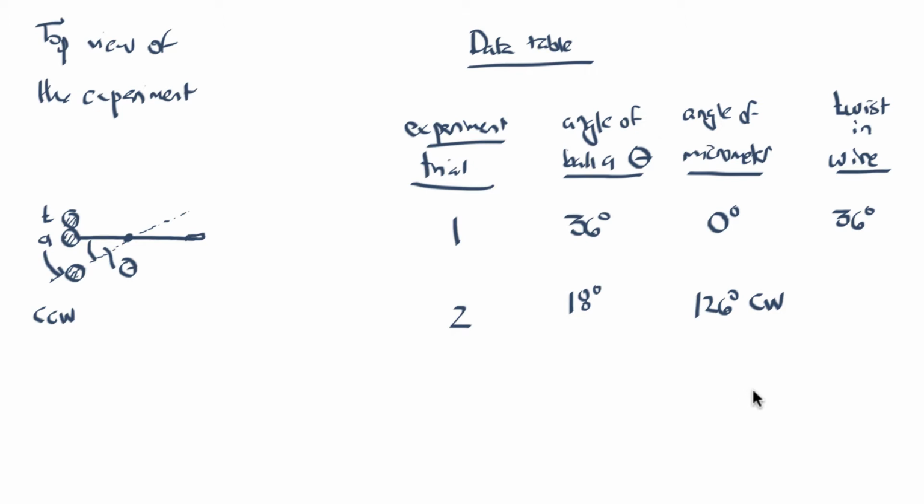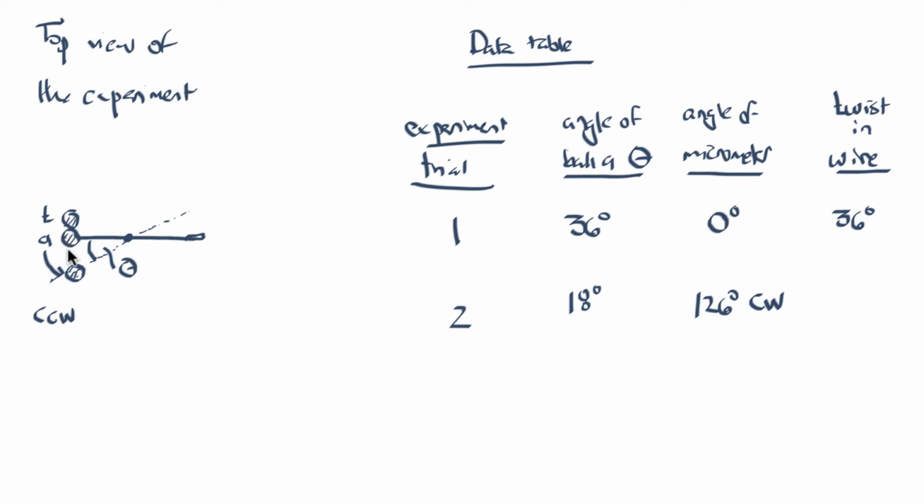Now, here's the question I want to ask. How much total twist is there in the wire? How much has the wire twisted altogether? Well, the way you do that is you can add these two numbers together. Why would you add these two numbers together? Well, because if the ball moves away, if it had moved away by a total of 36 degrees originally, there's 36 degrees of twist in the wire. But now when you twist the micrometer 126 degrees back in the clockwise direction, so if the ball was still right here at point A, there would be 126 degrees of twist in the wire.